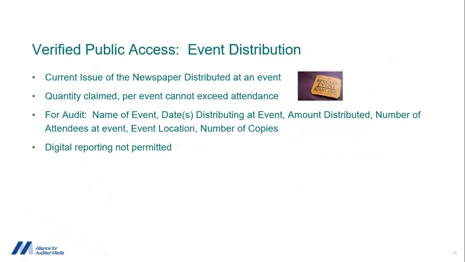The records you'll need to maintain to be able to count that is the name of the event, the date of the event that it's occurring, how many copies are distributed at the event, and the number of attendees at the event. We just need to make sure that you're not counting more papers than there were attendees. Again, this is print only distribution. Digital is not permitted.